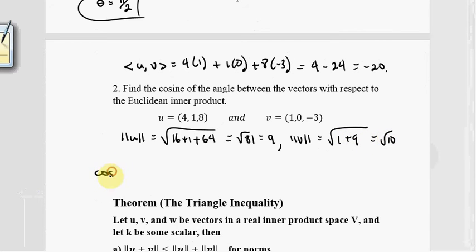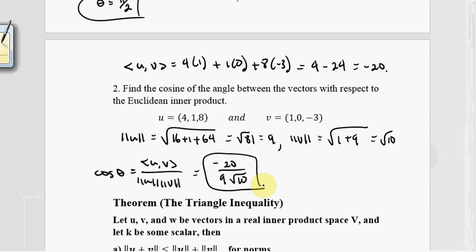So the cosine of the angle is the inner product of u and v divided by the norm of u times the norm of v. Well, the inner product we got was negative 20. And then the norm of u is 9, times the norm of v, which was the square root of 10. That's it. So nothing more, nothing less. Just very straightforward algebra.